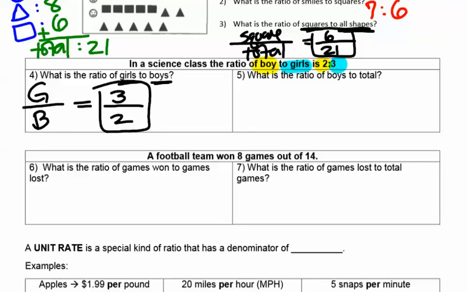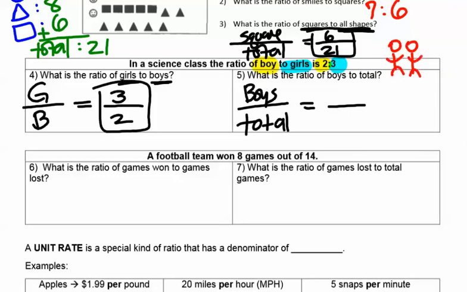All right, number 5. They want the ratio of boys to total. Now, they don't give us the total. We have to figure it out. So guys, they told us that our ratio is 2 boys and 3 girls. Should have used blue for the boys. There we go. All right, so we've got 2 boys and 3 girls.